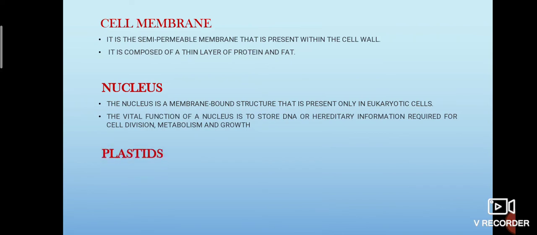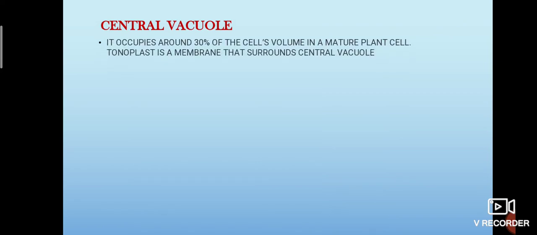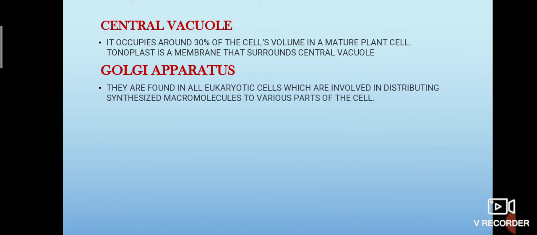Plastids. They are membrane-bound organelles that have their own DNA. They are necessary to store starch and to carry out the process of photosynthesis. Central vacuole. It occupies around 30% of the cell's volume in a mature plant cell. Tonoplast is a membrane that surrounds the central vacuole. Golgi apparatus. They are found in all eukaryotic cells and are involved in distributing synthesized macromolecules to various parts of the cell.